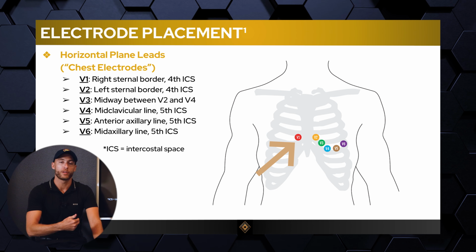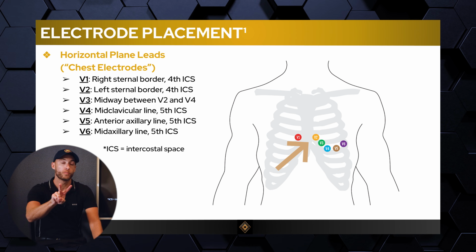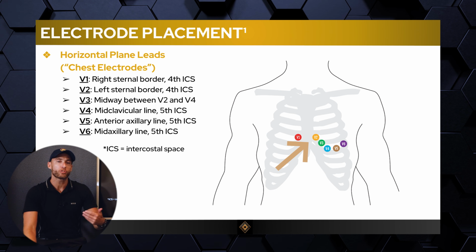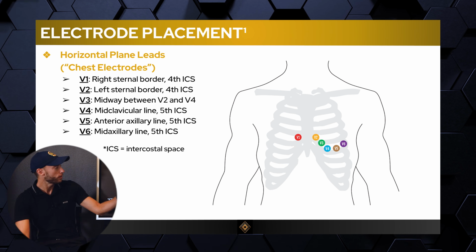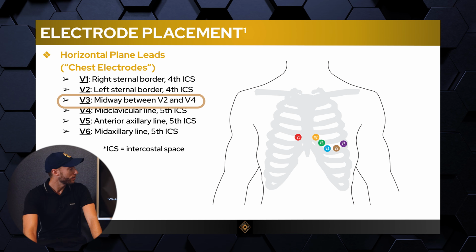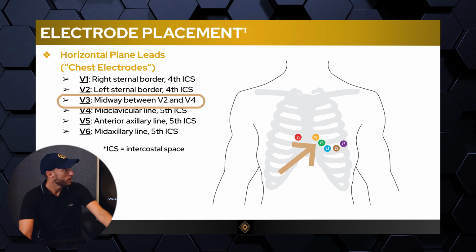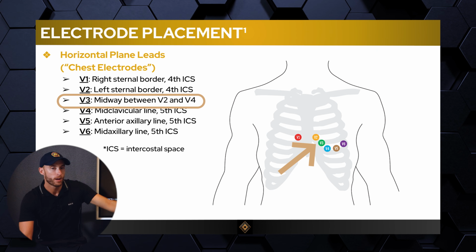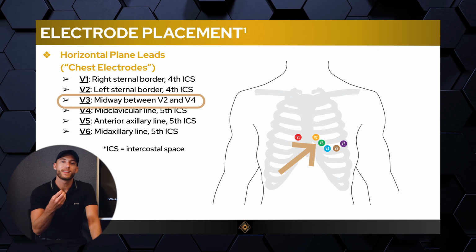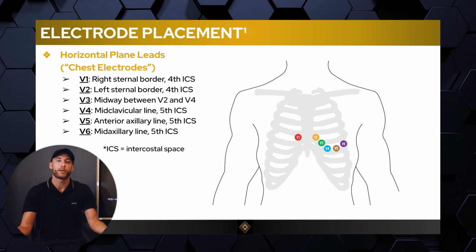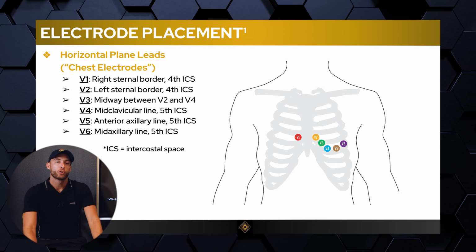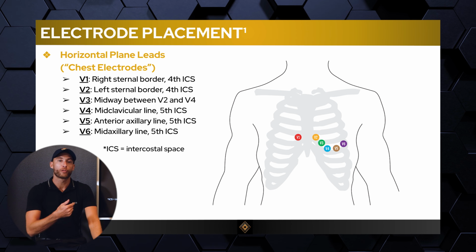Right across from V1 is V2. Now you would think, well, what does go to V3? Well, hold on a second. Look at V3's definition. V3's definition is midway between V2 and V4. So if I haven't placed V4 yet, why would I place V3? That's what I'm getting at. So after you do 1 and 2, move to 4.